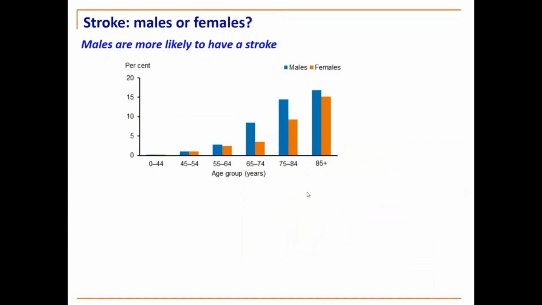So who is more likely to have a stroke, males or females? Well, males are more likely to have a stroke. This is just a diagram showing the age group characteristics of males and females likely to have a stroke. It's pretty uncommon in people under 50, and as you get older, the proportion of people getting strokes increases dramatically. You can see that in 85-year-olds and over and 75-year-olds and over, you're getting a significant number of both males and females having strokes, but a proportionately greater number of males.